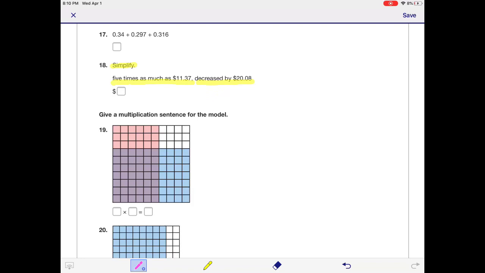So let's look at the vocabulary here. If you have 5 times as much as something, you're going to multiply, right? 5 times as much as $11.37. Decreased by means you're going to subtract $20.08. So we just took our word problem and we simplified it into a numerical expression: 5 times $11.37 minus $20.08. Order of operations says do the multiplication first.